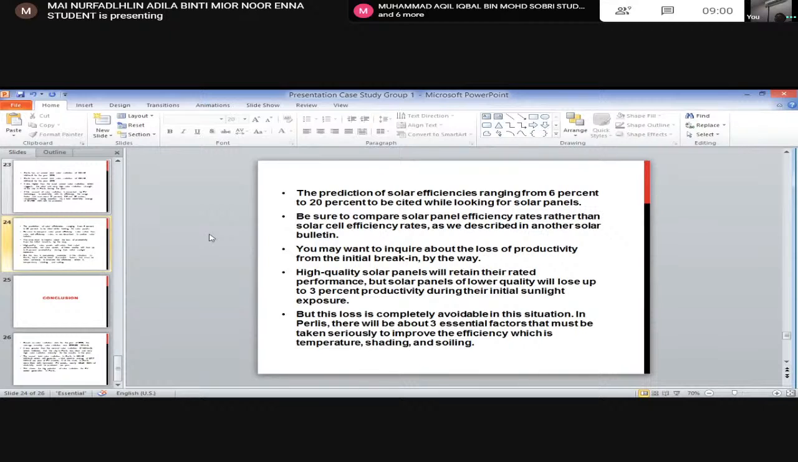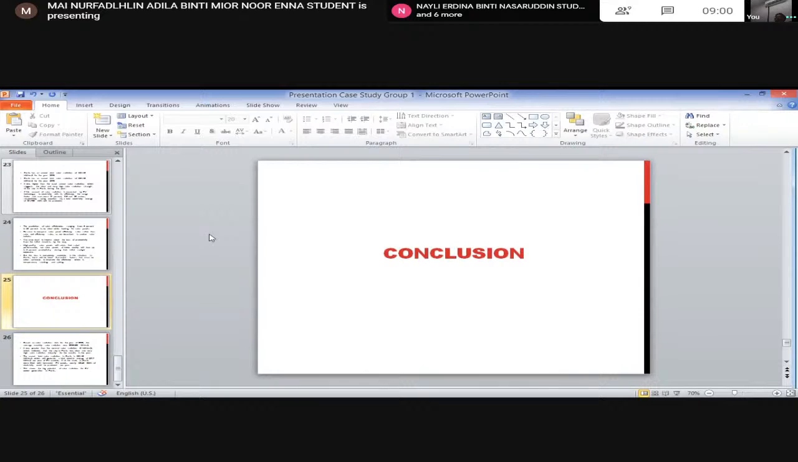In Perlis, there are three essential factors that must be taken seriously to improve the efficiency, which are temperature, shading, and soiling. Go through it at the discussion about it. Okay, that's all from me.